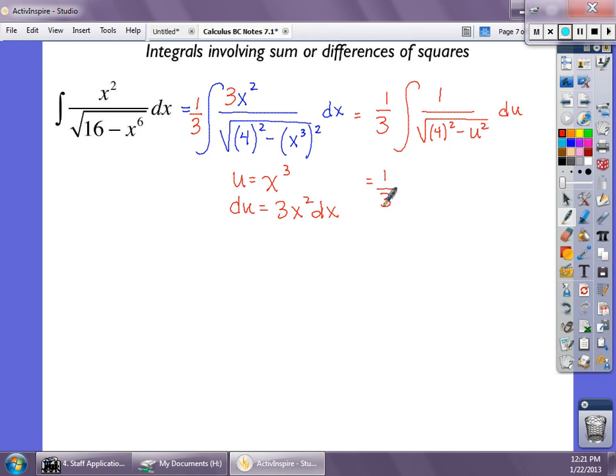That's a 3rd, the arc sine of u over 4 plus c. And then you just resubstitute our u, and so this is 1/3 the arc sine of x to the third over 4 plus c.